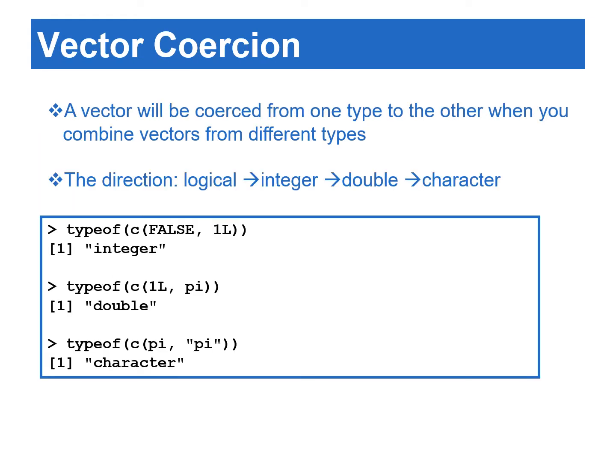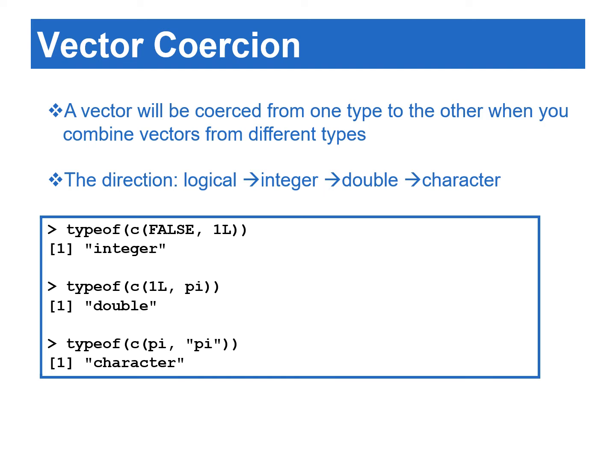We can combine vectors with different data types. Since a vector can only contain one data type, the data type from the original vector will be coerced to another type during the concatenation. For example, when we combine a logical vector with an integer vector, the logical values will be converted to integers in the result. In this situation, the TRUE value becomes 1, and the FALSE value becomes 0.